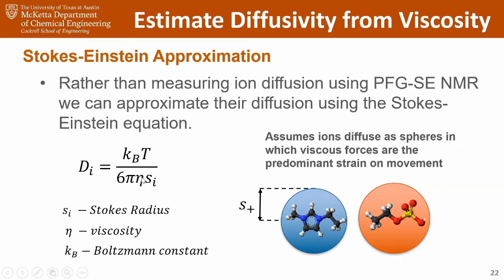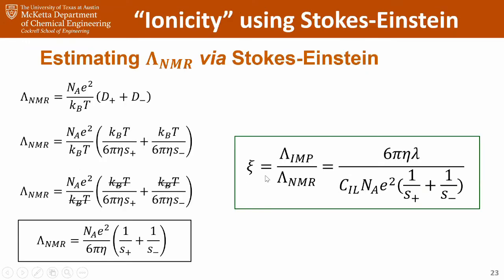So if we could use the viscosity instead of the diffusivity, that would give us a lot more data to work with. Now, the disadvantage of this is that you have to assume some radius, all right? So you have to assume some size. And Stokes-Einstein assumes that we've got spheres, and we know that the cations and the anions of ionic liquids are not spheres, but nonetheless, we went ahead and forged forward.